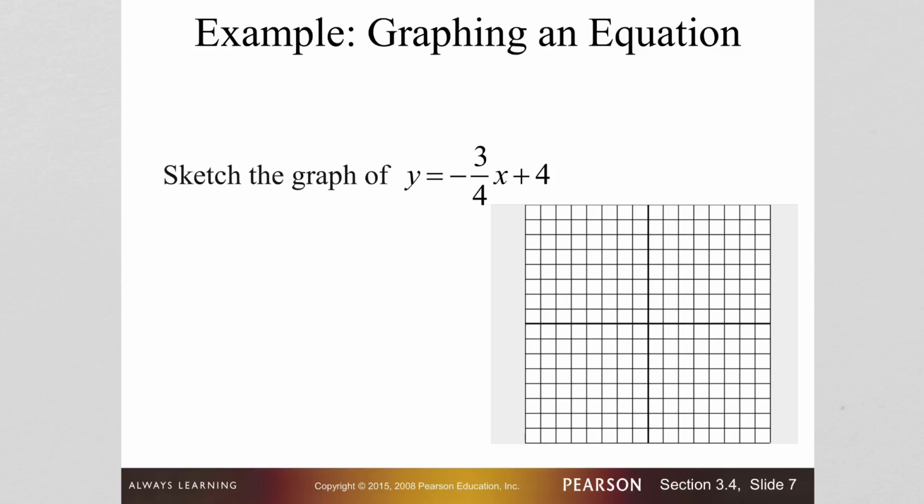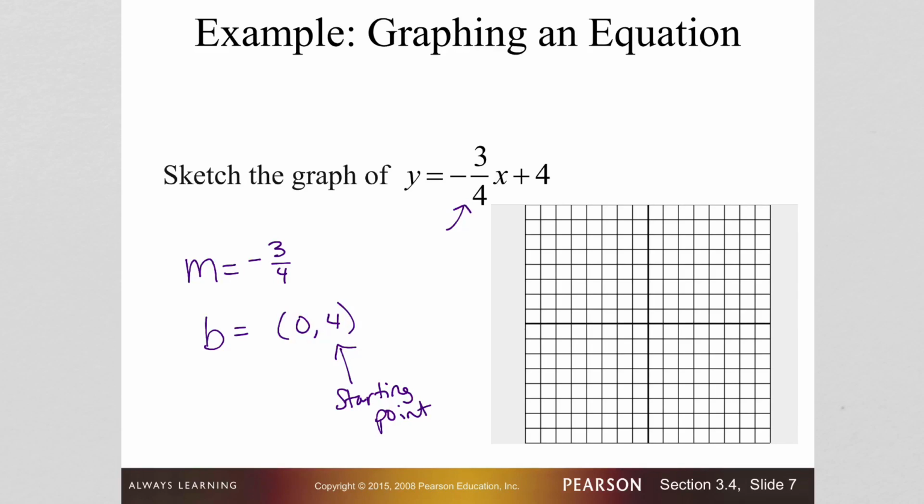Okay, so now we're going to sketch the graph of y equals -3/4 x plus 4. So you need two pieces of information. You need your slope, and look, our slope is staring at us. It's this number right here, -3/4. Our y-intercept, our b, is (0, 4). So this right here is our starting point. On my y-axis, I'm going to go up to 4 and put a dot.